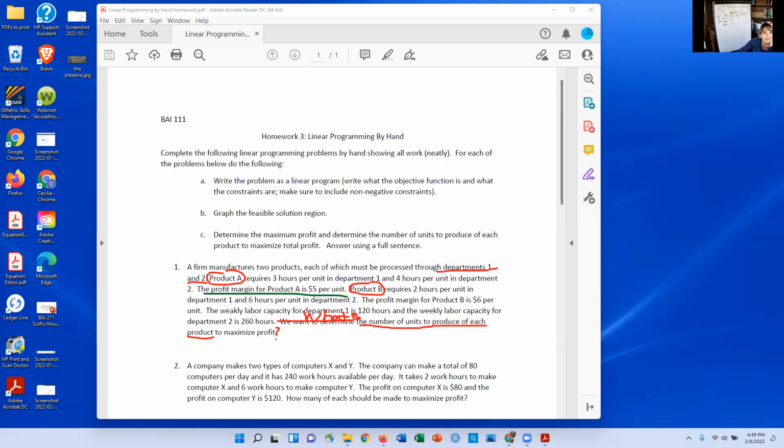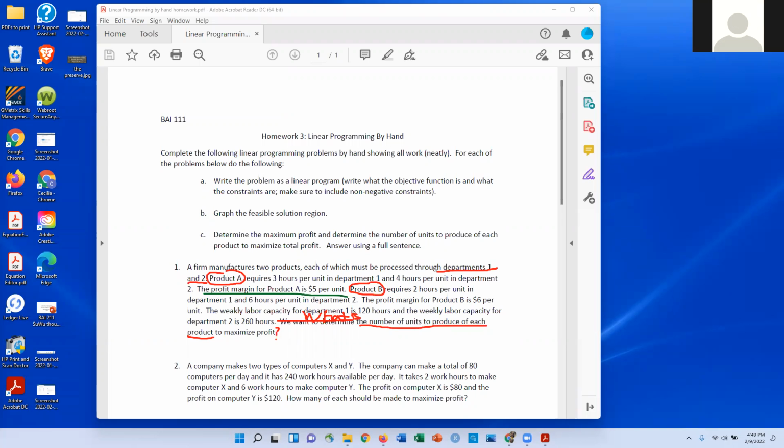Hello, Ben. We are working on problem 1 in the homework. Perfect. That's the only one I had a question on. Okay. And product B requires 2 hours. So now we're just reading through the problem and trying to fill in the table.